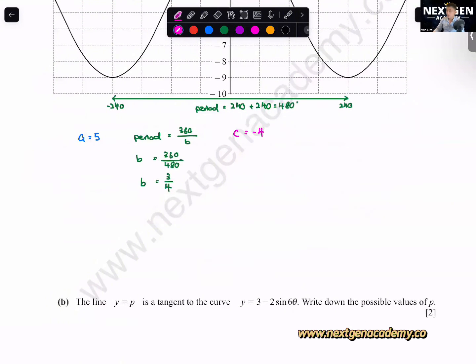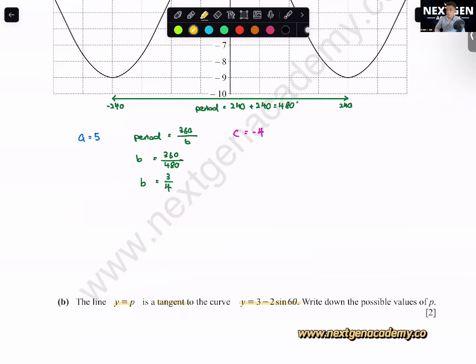All right. Next one. Question B. The line y equals to P is a tangent to the curve y equals to 3 minus 2 sine 6 theta. Write down the possible values of P. Okay. Do you know how to do this? It's just a 2-mark question. Okay. This type of question has came out before quite a while back. Yeah, I remember this question, and a lot of students get stuck also. It's just a two-mark question.